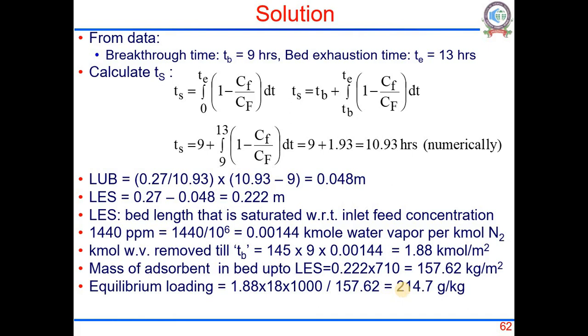If we know the total volume of the bed, in this particular case 0.27 is the length, multiplied by, if I take 1 meter square, we'll know how much is the bed volume, multiplied by 710, that will tell you how much is the mass of the adsorbent in the bed per unit area. And now if we know the actual equilibrium value, we can calculate how much percentage of the resin or how much percentage of the adsorbent is actually used. So this equation can be used in different ways and it can also be used for scale-up purposes.